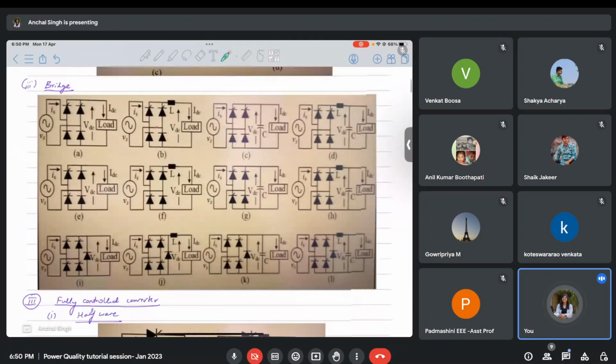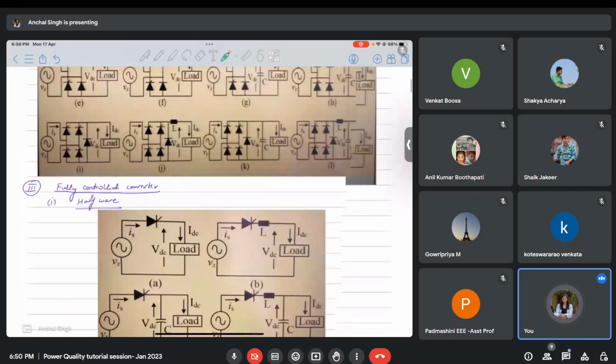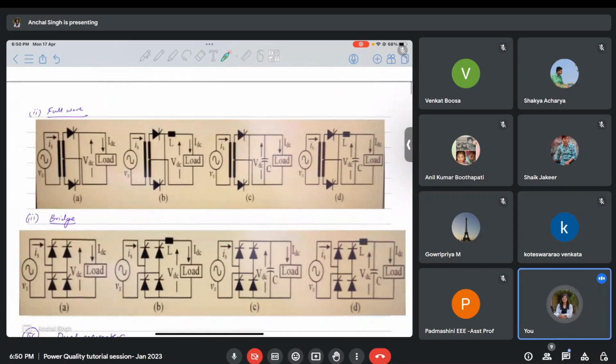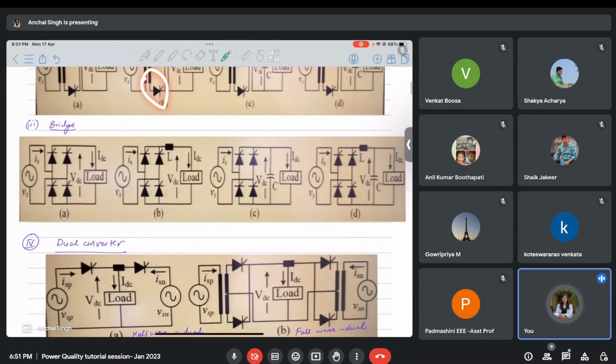So this is a full bridge configuration. This is again semi-controlled. Now if you look at fully controlled converter, there will be only switches in the fully controlled converter. These are half wave fully controlled converters. Then this is full wave ones. Again, two switches, no diode. Then these are bridges, all switches, no diode, right?